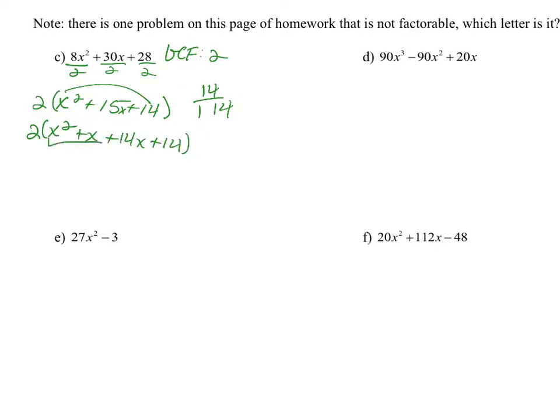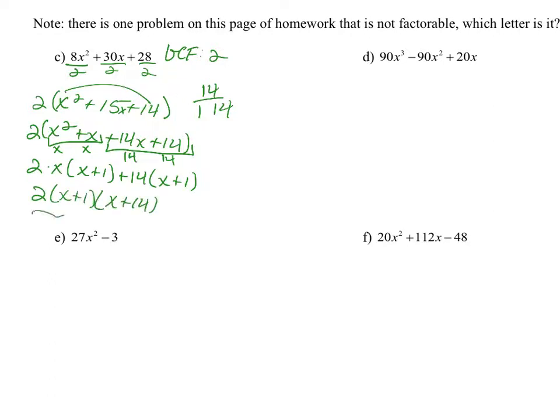And do factor by grouping again. So in the first two, my GCF is an x, and I'm left with x plus 1. In the second one, my GCF is 14. And when I divide that, I'm left with x plus 1. So my new GCF is x plus 1, and my last is x plus 14. There we go.